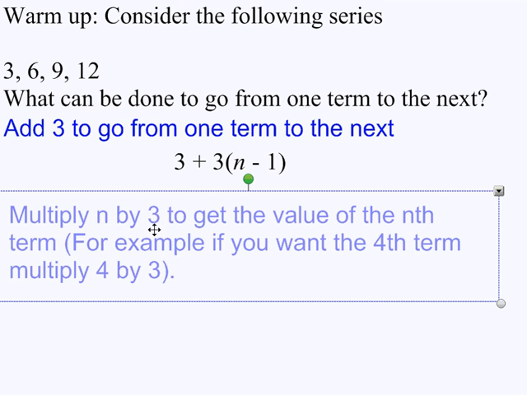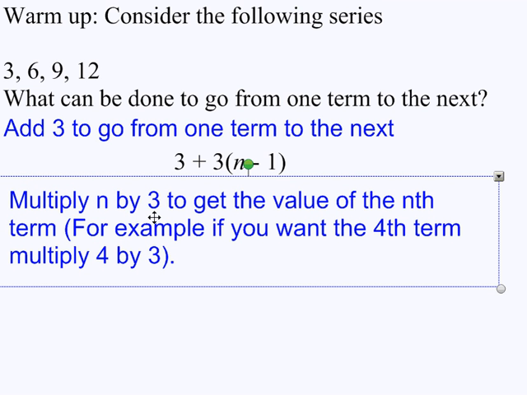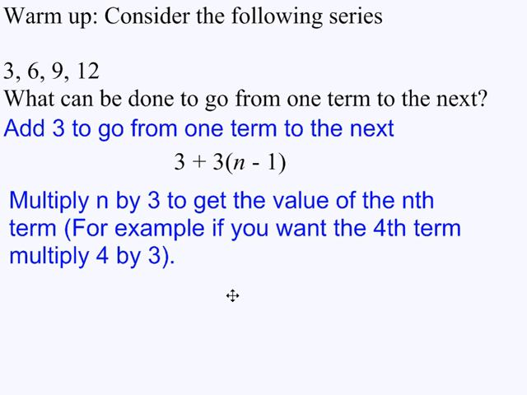Another way to express it is to multiply n by 3 to get the value of the nth term. So for example, if you want the fourth term, multiply 4 by 3. And you can express this as 3n. So if you want the fourth term, sub 4 for n, and you get the fourth term, which is 12. If you want the third term, sub 3 for n, and so on and so forth.